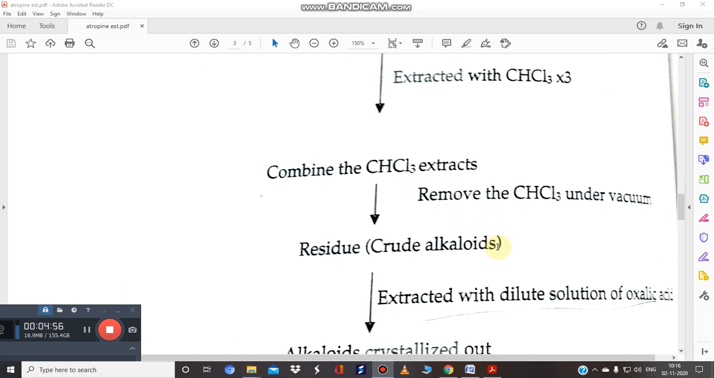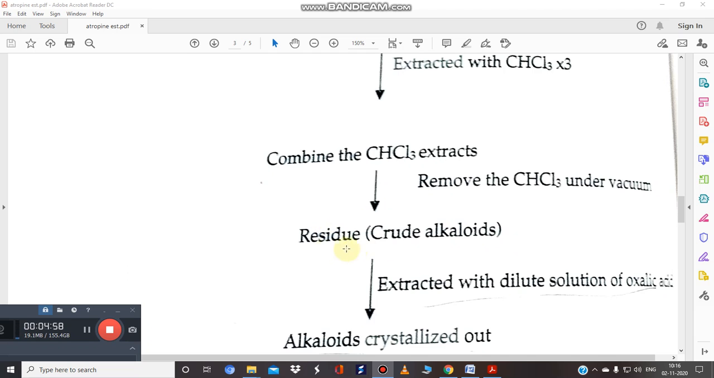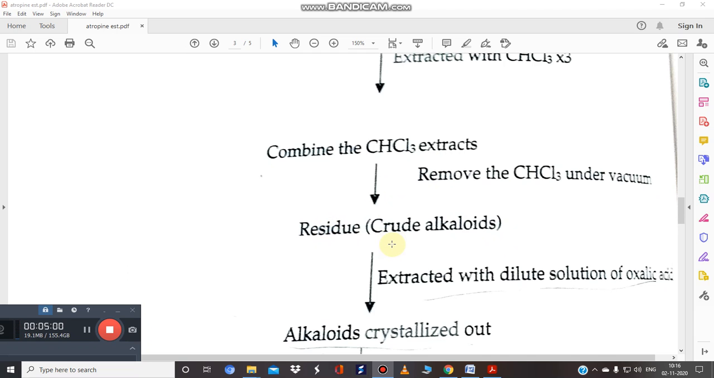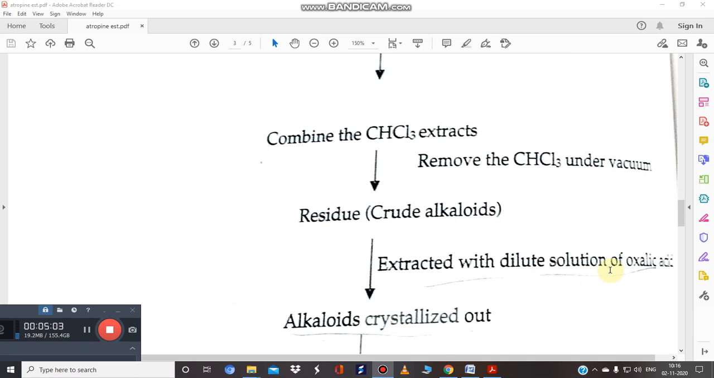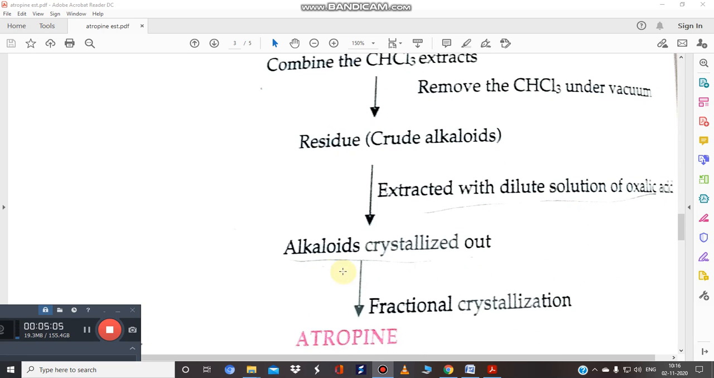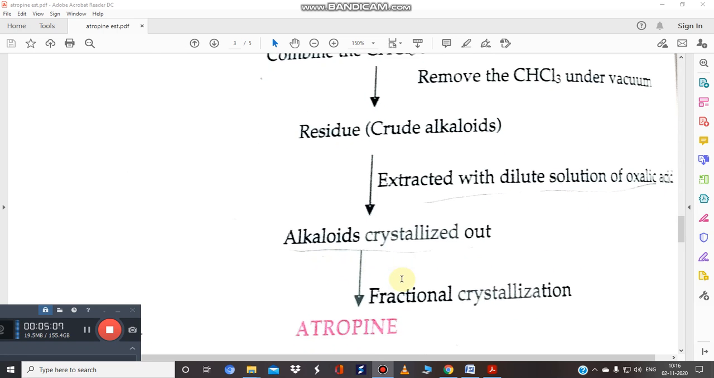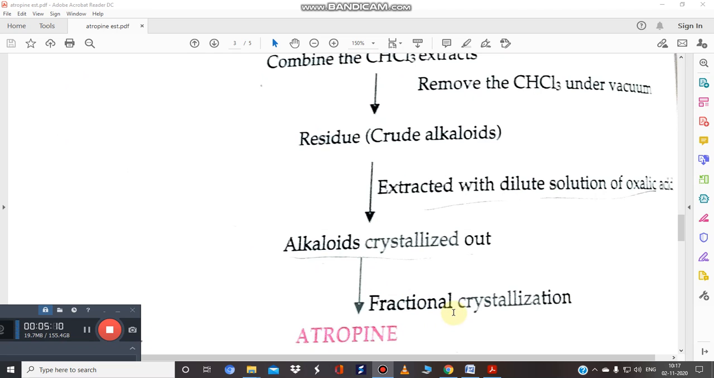and then finally we obtain the residue, that is the crude alkaloid. It is again treated with an acid, that is oxalic acid, and then alkaloids are finally crystallized out, and with the help of fractional crystallization we will obtain atropine in its pure form.